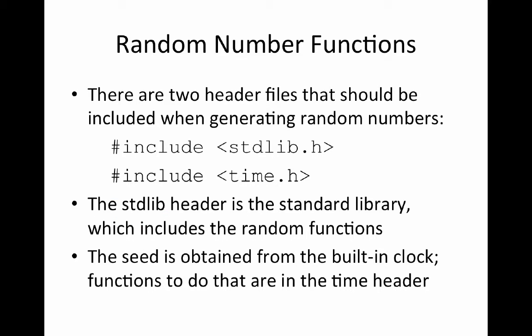There are some random number functions in C, and there are two header files that we generally include when generating random numbers: the standard library header file, stdlib.h, and the time header file. The reason that we include the time header file is that the seed is obtained from the built-in clock, and the functions to do that are in the time header file. So we need to include the time header file in order to set the seed for the random number generator functions, which are in the standard library.